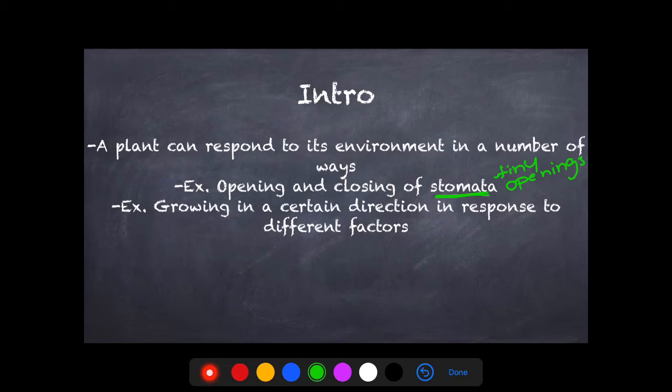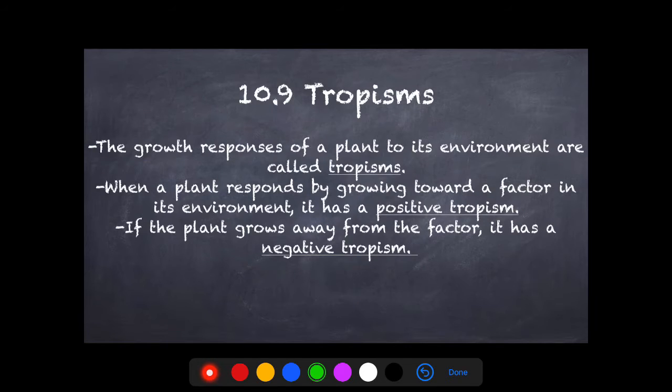And then a cool thing is plants actually can grow in a specific direction depending on a factor. So some plants that really need sunlight, you can notice that they're growing towards the sunlight, maybe towards a window or towards a light bulb, when they would normally not respond.